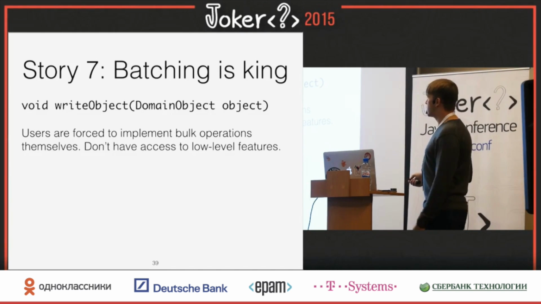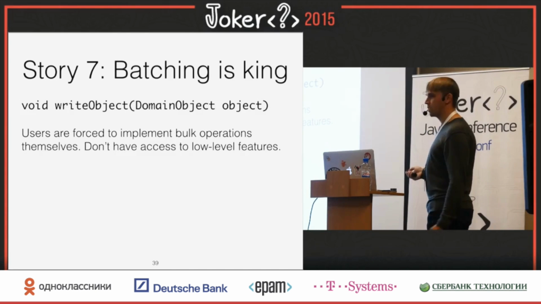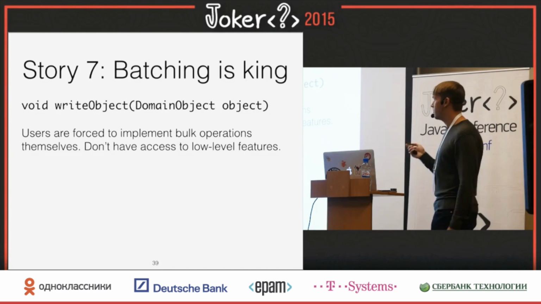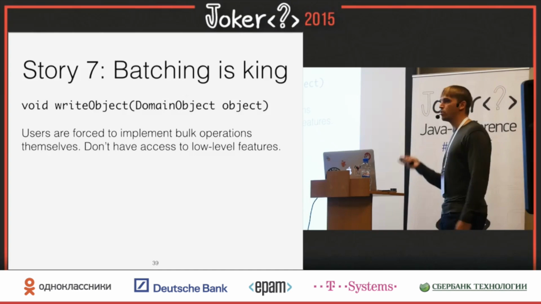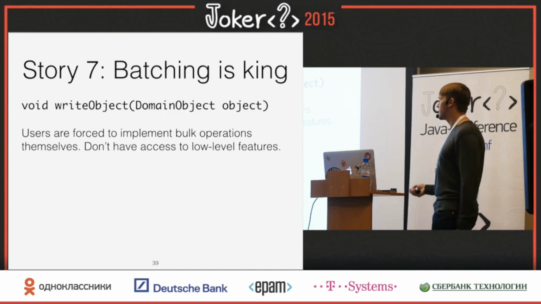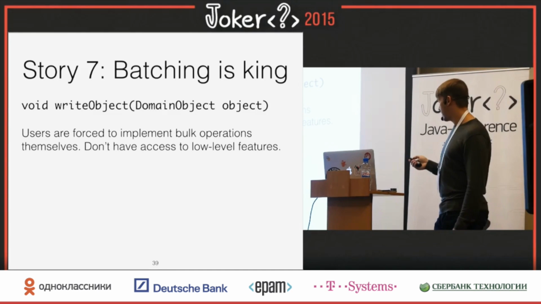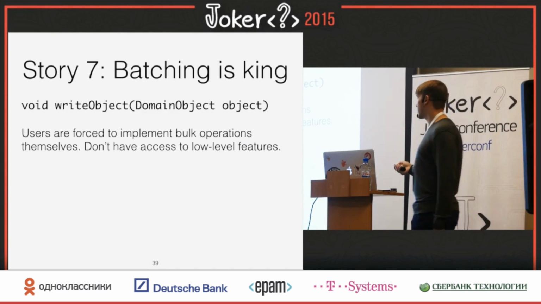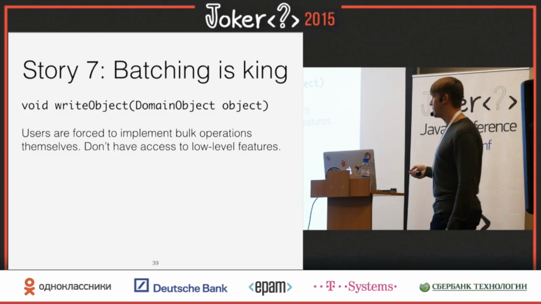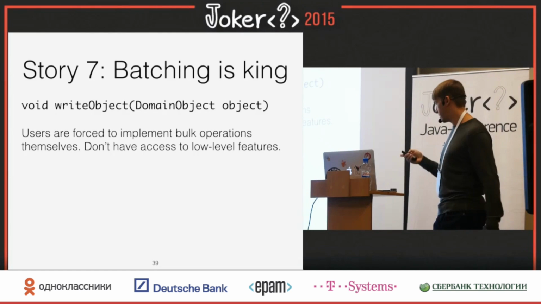Originally, we exposed a method to write an object at a time. What it means is that developers who use the framework write the loops around it. If they have, let's say, 1 million entries to write, they have to think about transaction boundaries and stuff like that. And they are limited in what they can do. They have only this API. They don't have access to the underlying low-level stuff.